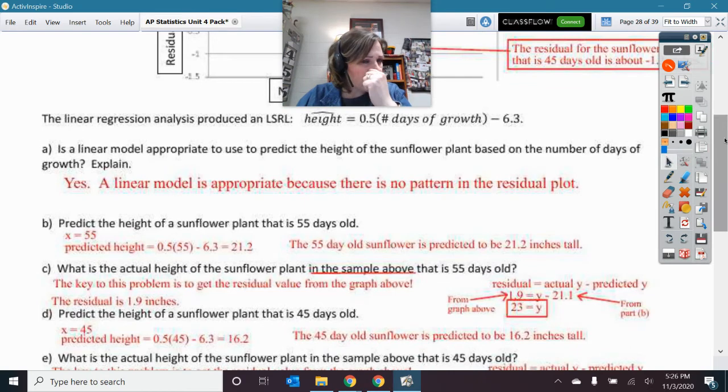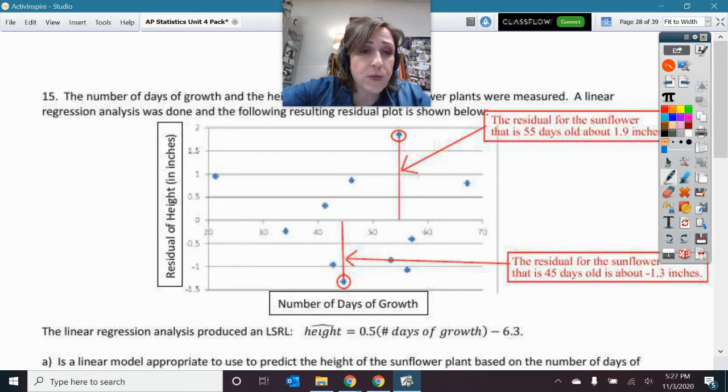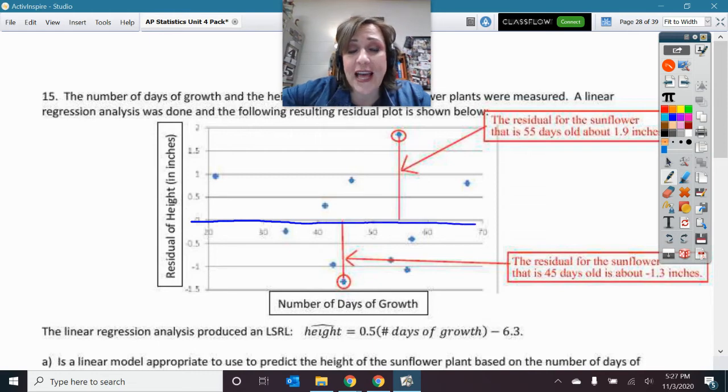All right, now predicted at 55 days old. The predicted at 55 days old is 21.2. But now, what is the actual height of the sunflower in the sample above? Well, you have to look up here. Look at this. Here is a 55-day-old sunflower, and it is actually about 1.9 inches above what it was predicted to be. Remember, this right here is your prediction line.